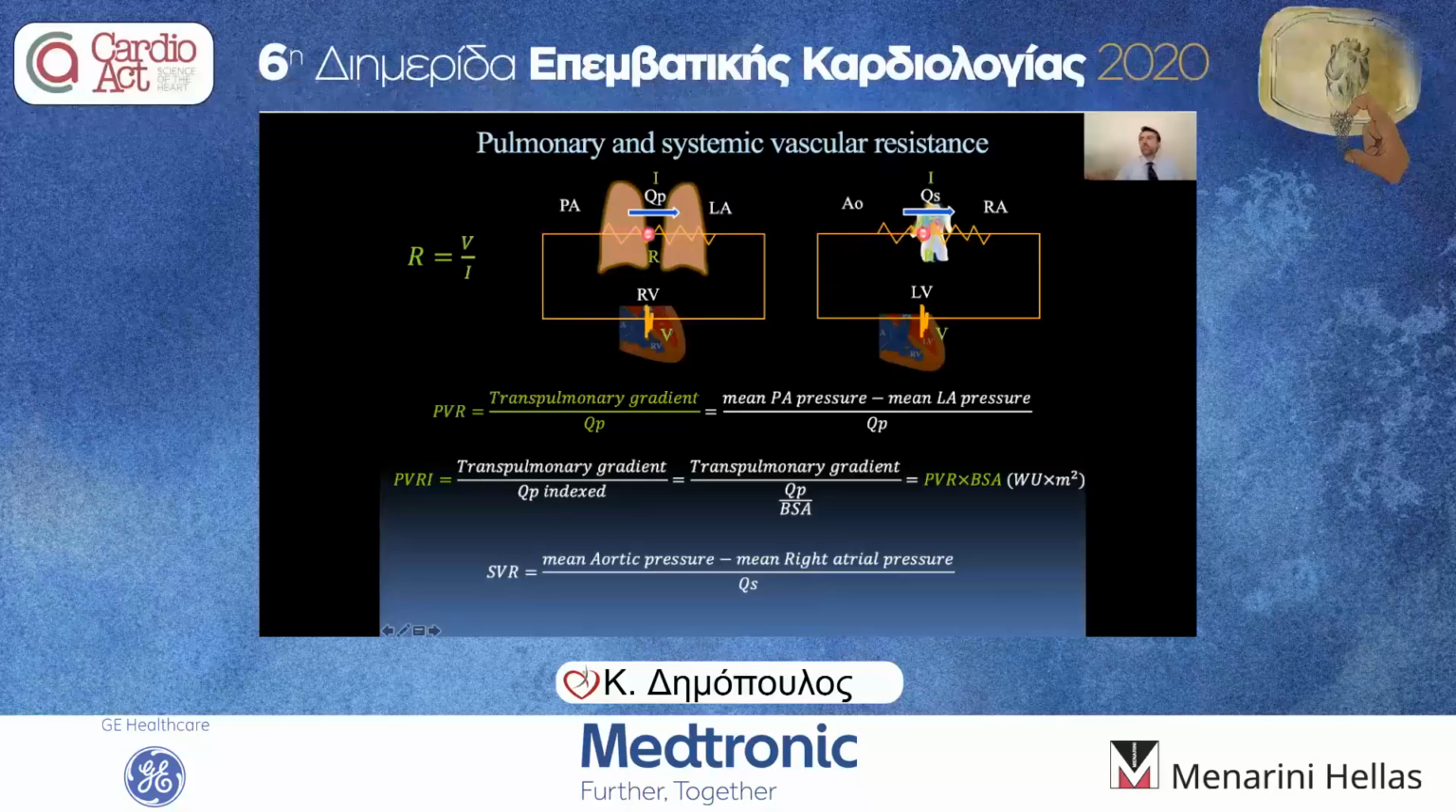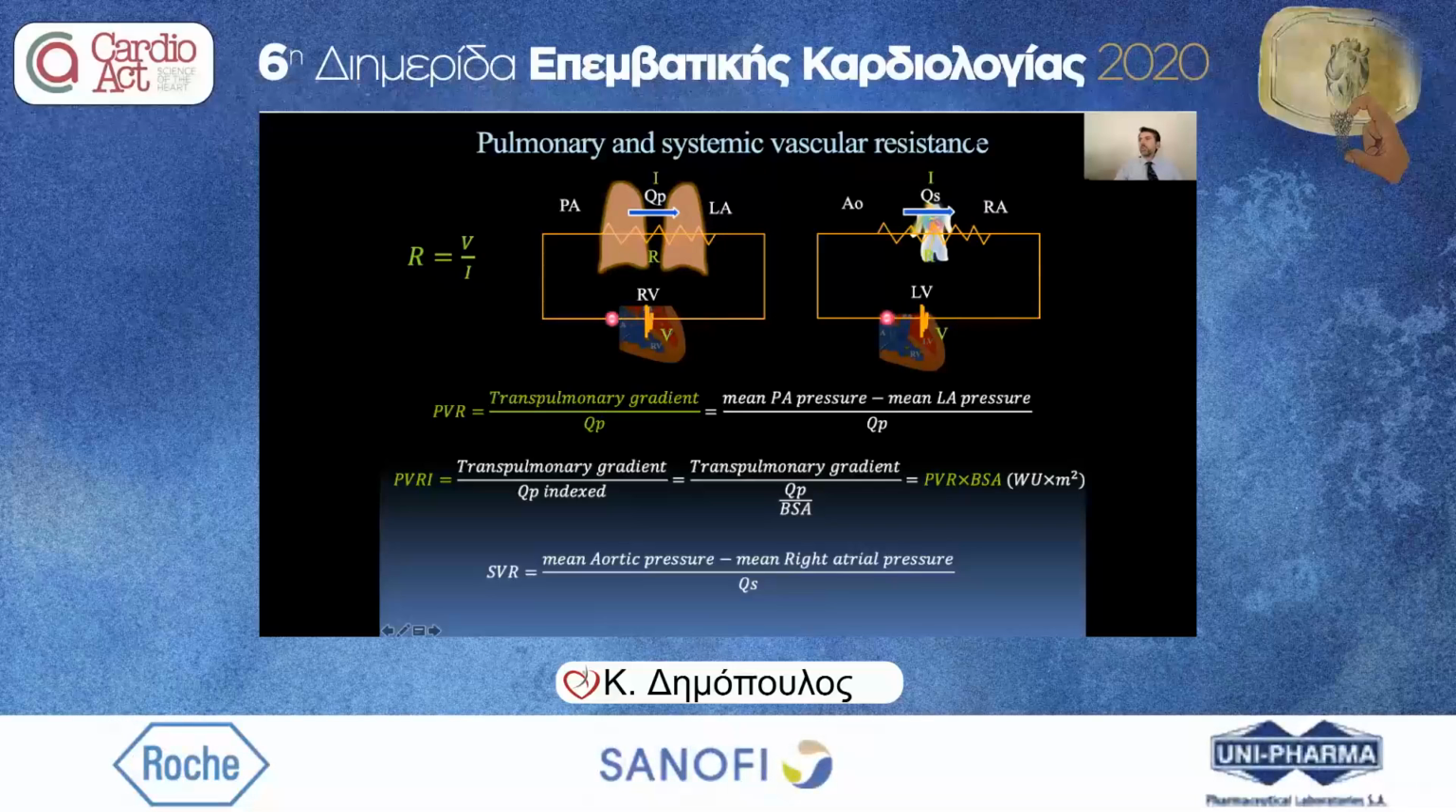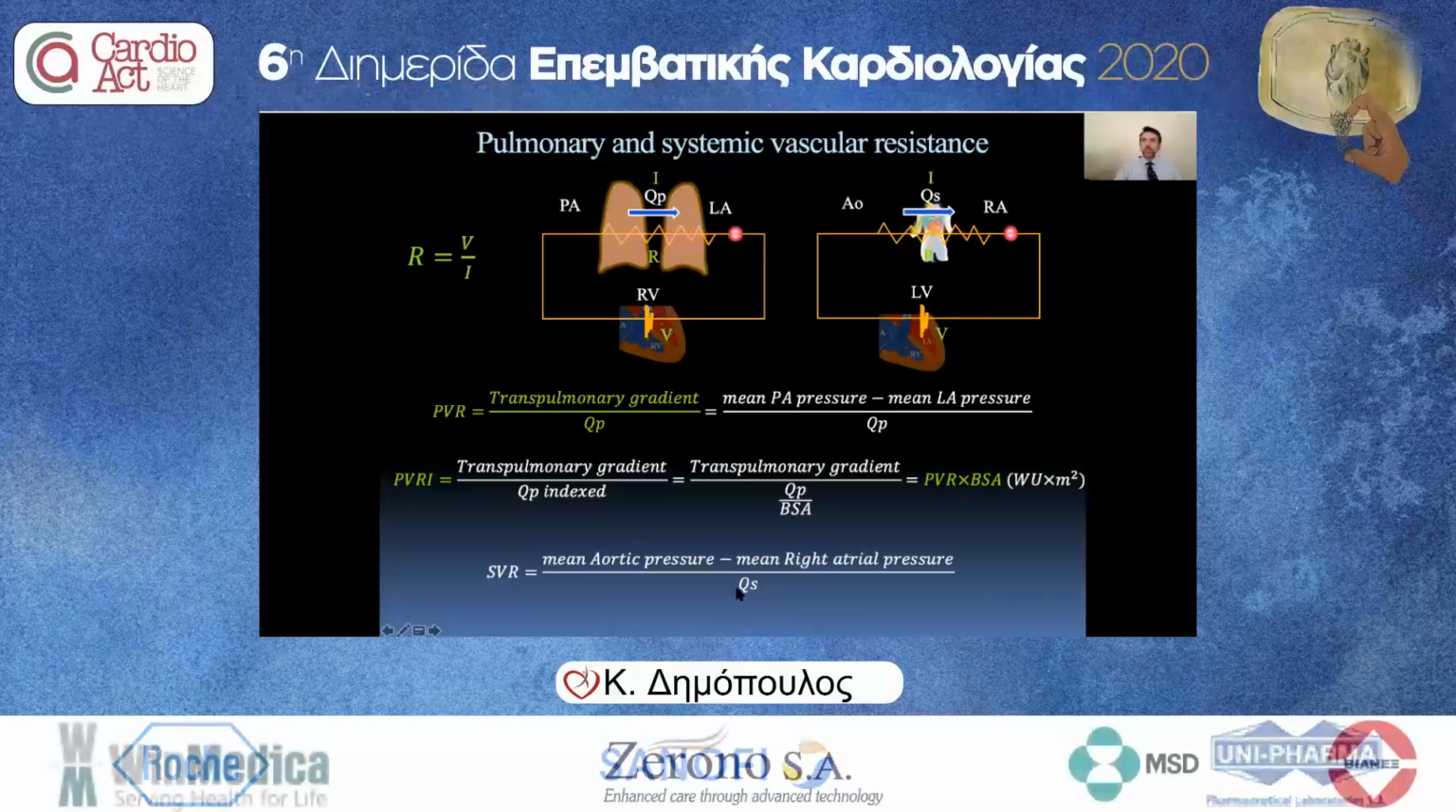so the pressure gradient that pushes flow through the lungs or pushes flow through the body, divided by the flow through this organ. In the case of PVR, it is QP, it's pulmonary blood flow. In the case of SVR, so systemic vascular resistance, we need to have the QS. And this is the same when you don't have a shunt, but if you have a shunt, QP and QS are different.